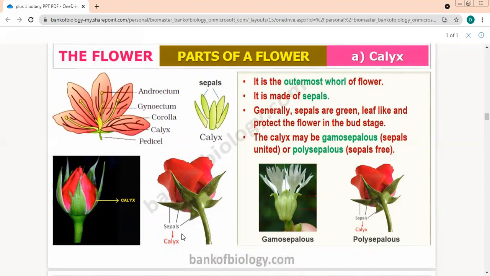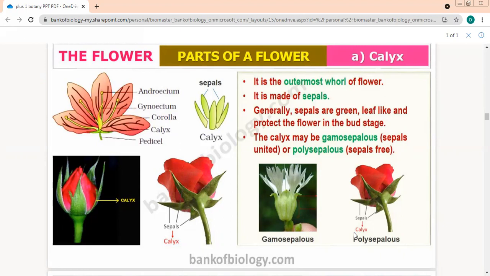This is the outermost whorl of a flower. It is made up of sepals. Generally, what color are sepals? Green. And their shape is like a leaf only. Their function is this only: they protect the flower when it is in bud stage. You have studied this much earlier too, now we will study something new. Calyx may be of two types, gamosepalous or polysepalous.